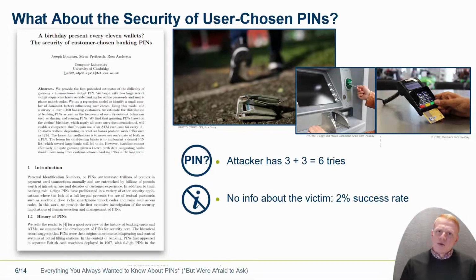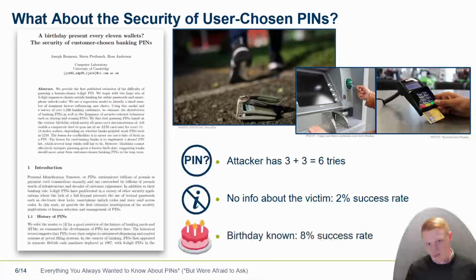But of course, in the wallet, there's also other information. For example, there's usually your ID in your wallet as well. So the attacker has additional knowledge, for example, your birthday. And the attacker can use that knowledge because users choose their pins based on memorable things, like, for example, birthdays. And with this knowledge, the success rate of the attacker increases up to 8%.